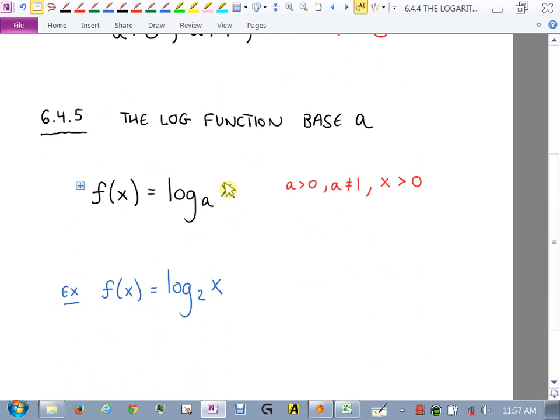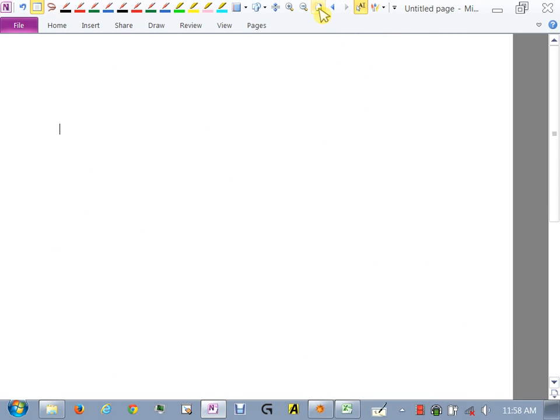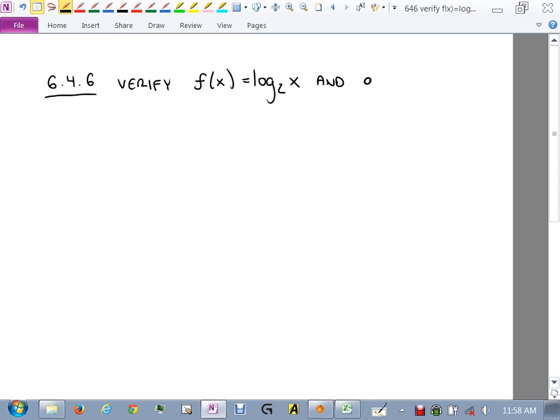Okay, so 6 for 6. Verify that f of x equals log base 2 of x and g of x equals 2 to the x are inverses. So here are the two things I have to show.